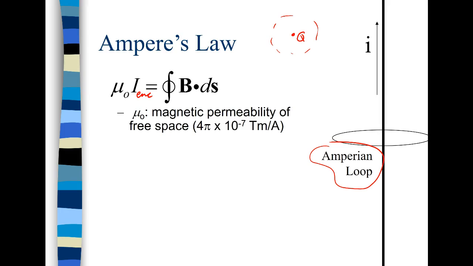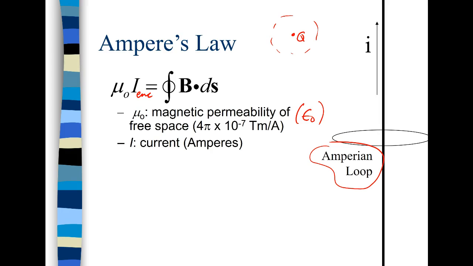So, mu naught here is what we call the magnetic permeability of free space. It's like epsilon naught, but it's for magnetic fields. And it has the value of 4 pi times 10 to the minus 7th Tesla meters per amp. Now, you might notice because of the 4 pi that it looks like an oddly specific number, and it is. It's based off of other constants.